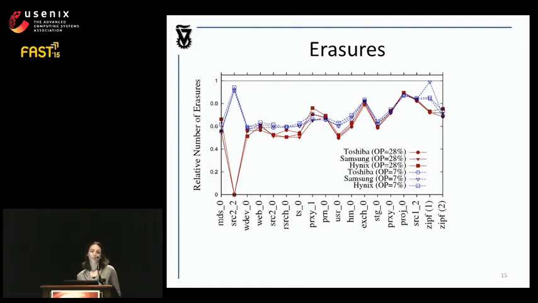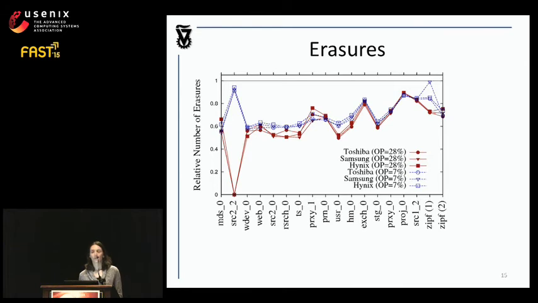The y-axis shows the relative number of erasures compared to a standard SSD. So one would be exactly the same, and lower is better. We have 2 colors of lines here. The red ones are for the enterprise class SSDs. They will have higher over-provisioning values. And the blue ones are for consumer class SSDs that have much lower over-provisioning values.